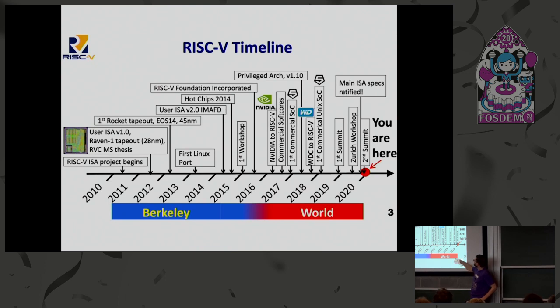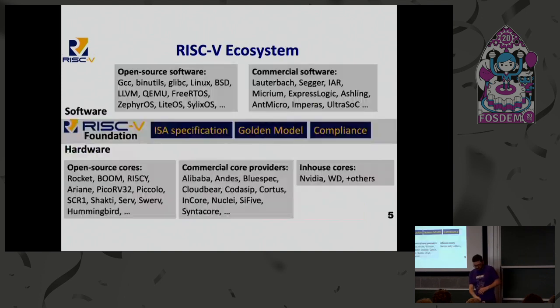Yeah, so going back to the project's beginning in 2011, all the way up to now, we have a bunch of different companies that are involved. The ecosystem is probably the most important thing, the software ecosystem. It's fine to have an instruction set, but it's not that valuable if you don't have support in compilers and tools and operating systems. So there's support in GCC, LLVM, Linux kernel, FreeRTOS, now Zephyr, so pretty much everything you need to have a system that you can develop and build and put into production.